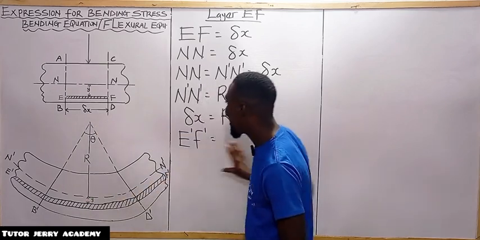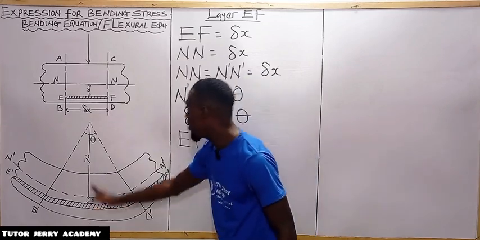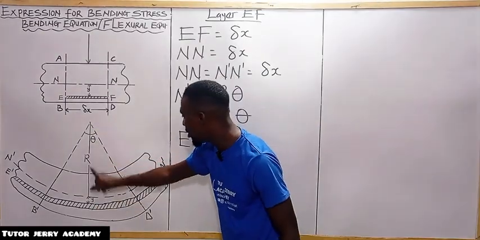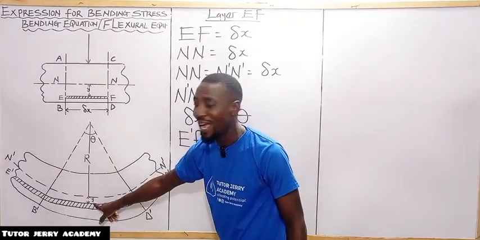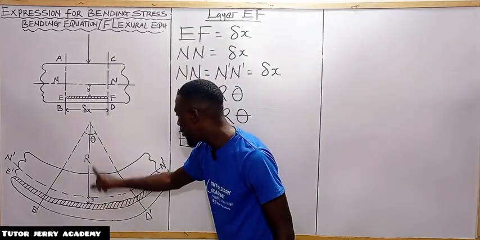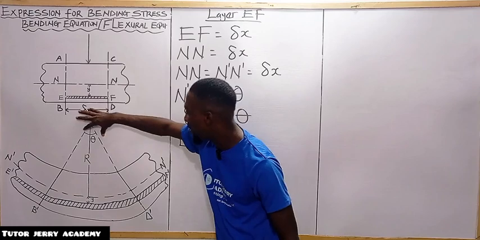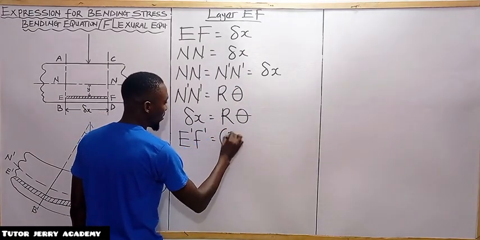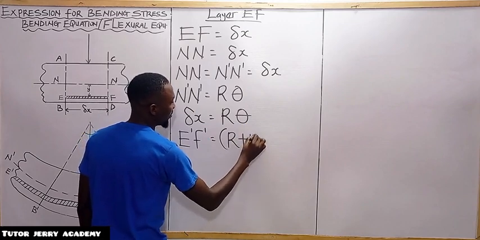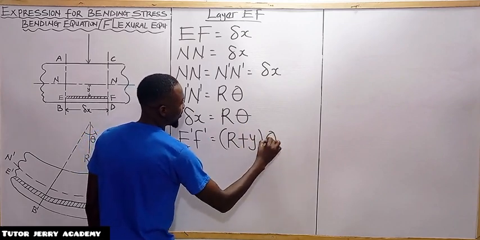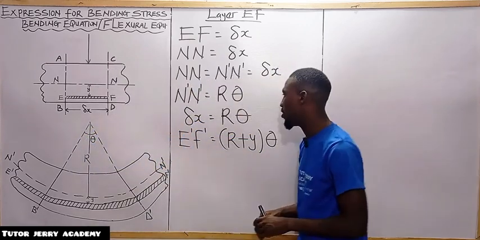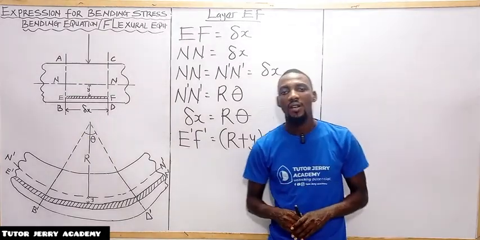So for us to consider the arc length, it's going to be the total distance upward, just like the height. So the total height is going to be the radius plus the what? The y here. So it's going to be r plus y multiplied by what? The angle subtended. So we are going to have r, that is the radius, plus y multiplied by theta. All right, so that is what we are going to have.